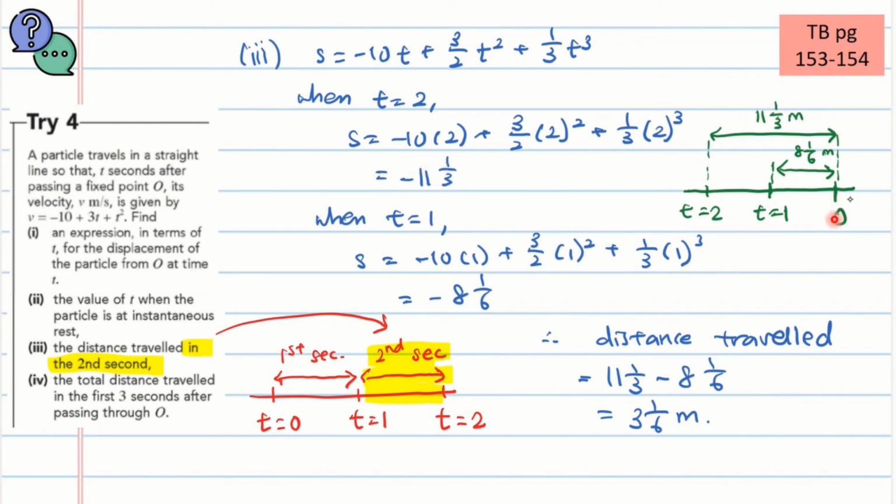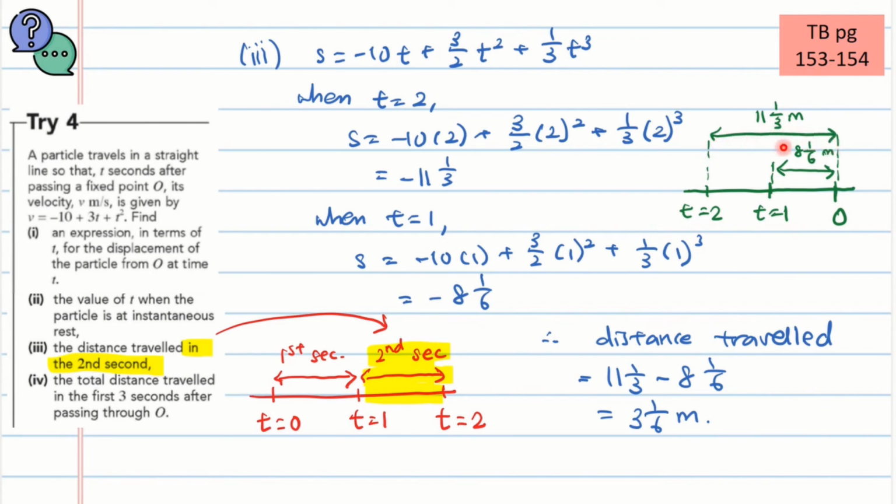because if I were to draw out the actual situation here, O is the starting point. When t equals 2, my displacement is -11 and 1/3 meters. So that means it is to the left of O, and this distance itself is 11 and 1/3. But I only want the distance that it traveled from time equals 1 to time equals 2. 11 and 1/3 is actually time equals 0 to time equals 2.